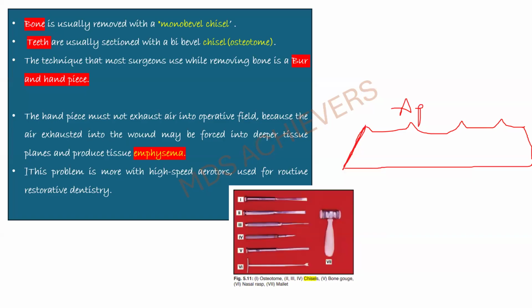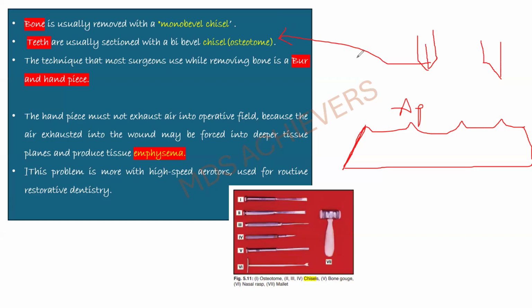Green stick compound, you have to trim it off. We will be using that. And bone is usually removed with a monobevel chisel. Monobevel chisel means it has a bevel on only one side, like this. And teeth are usually sectioned with a bibevel chisel. Bibevel means bevels are present on two sides, and it is used to section the teeth.